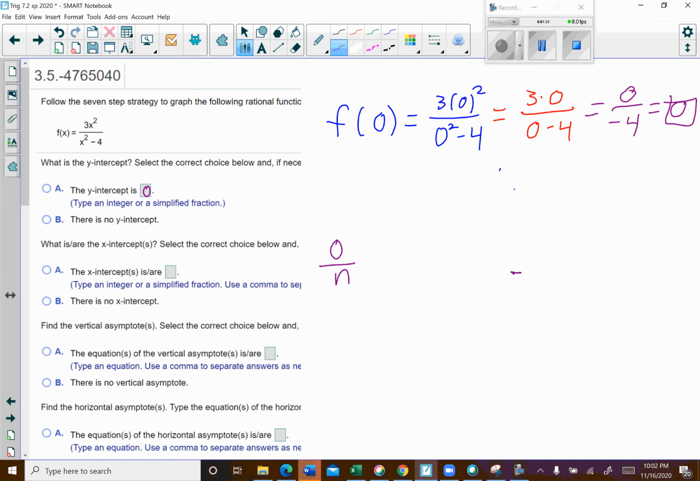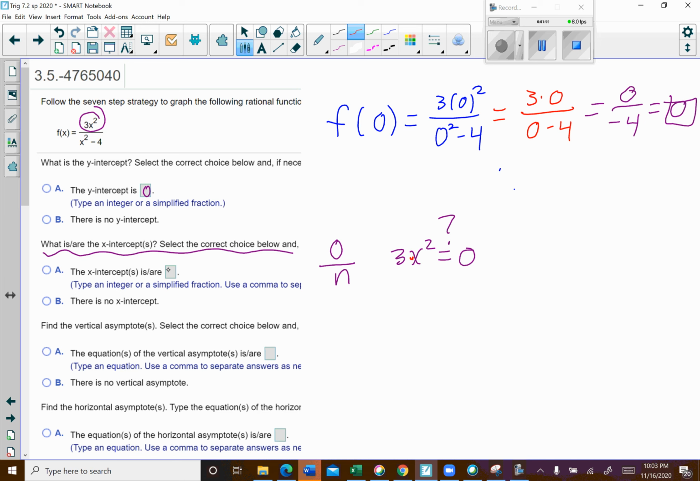So you take the numerator, 3x squared, and we're going to ask ourselves what would make that equal 0. So you take the top part for this part right here and figure out what would make that equal 0. And it's going to be 0, because if you plug in a 0, 0 squared is 0, 0 times 3 is 0. So that one's going to be at 0 also.